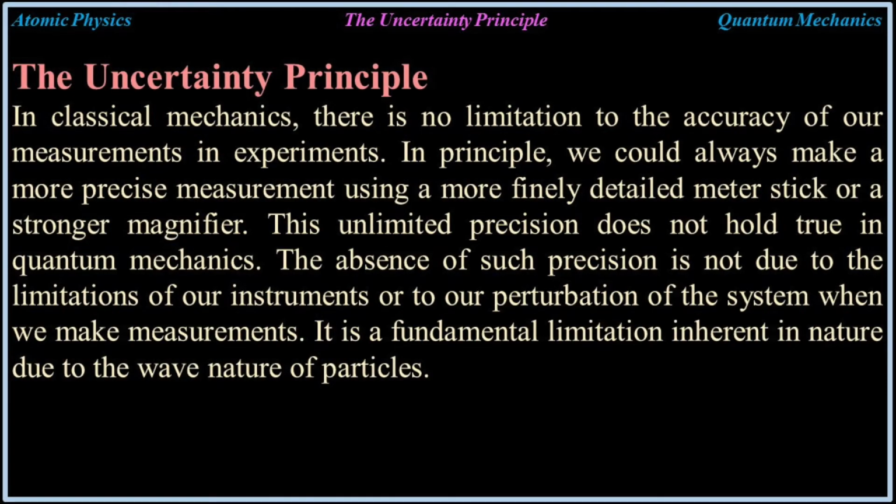The uncertainty principle. In classical mechanics, there is no limitation to the accuracy of our measurements in experiments. In principle, we could always make a more precise measurement using a more finely detailed meter stick or a stronger magnifier. This unlimited precision does not hold true in quantum mechanics. The absence of such precision is not due to the limitations of our instrument or to our perturbation of the system when we make measurements. It is a fundamental limitation inherent in nature due to the wave nature of particles.